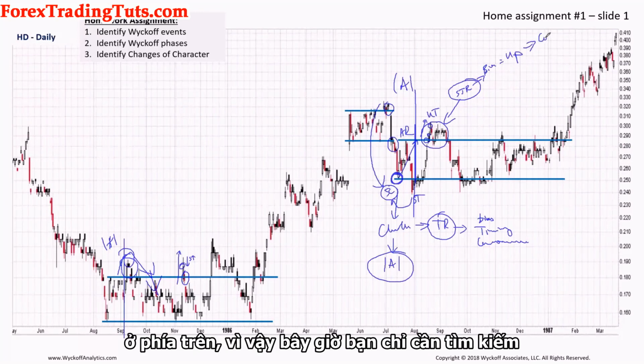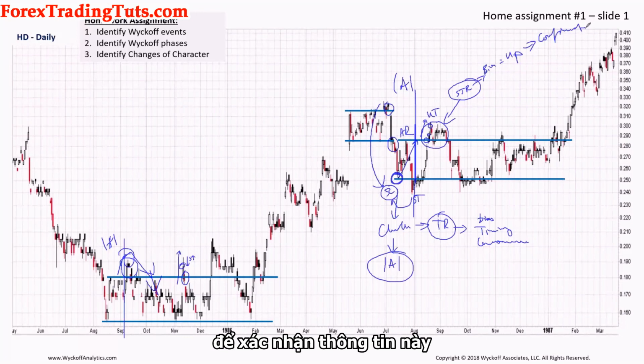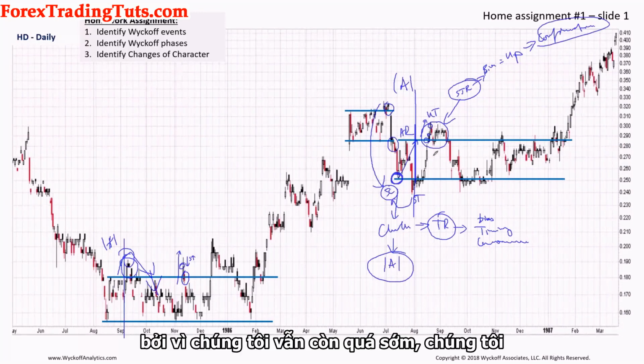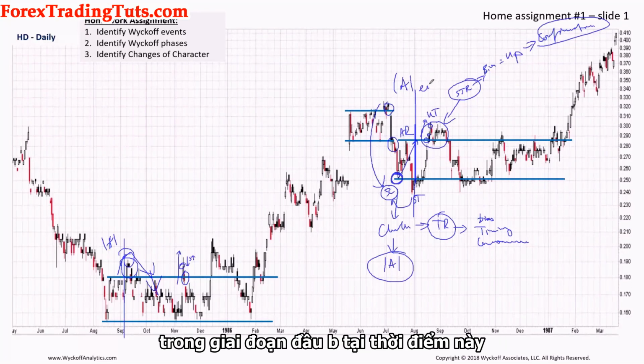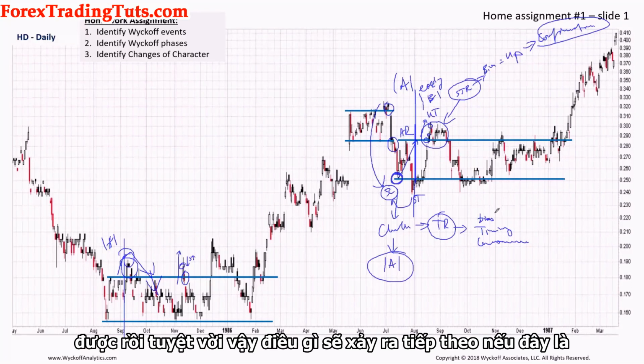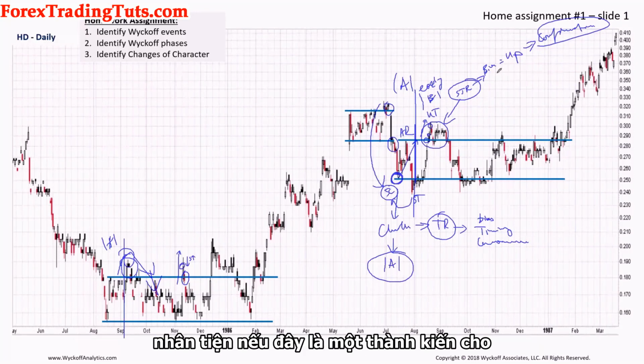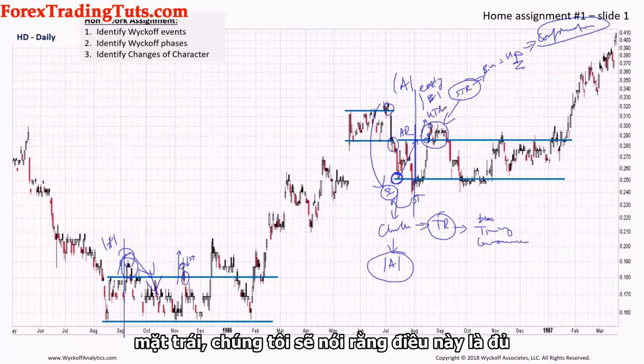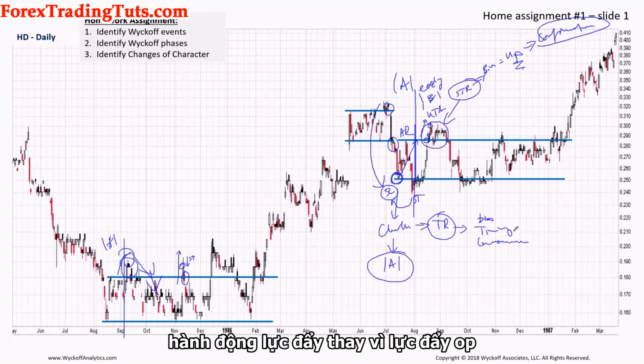So now you're just looking for the confirmation of this information. Is it really that the bias is to the upside? Because we're still too early. We're in early phase B at this point of time. Okay, great. So what's next? By the way, if this is biased to the upside, we would say that this is an upthrust action rather than an upthrust.